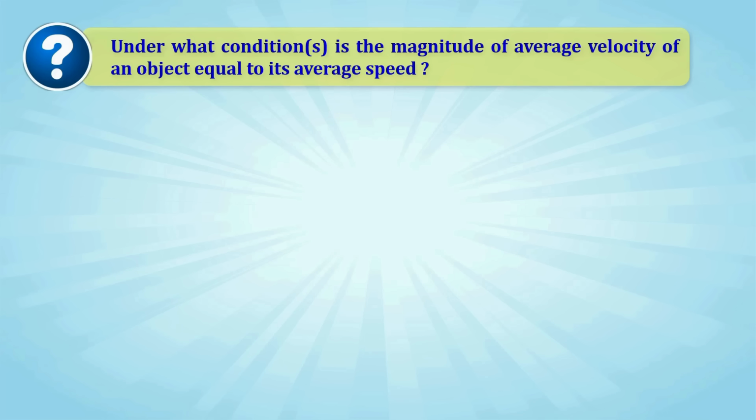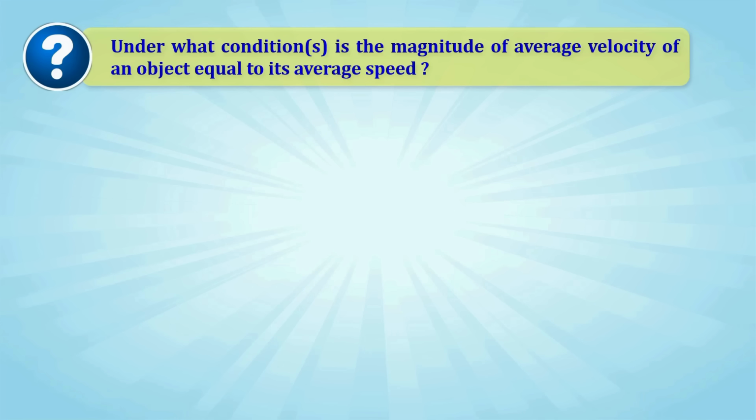Now let us answer an important conceptual question. Under what condition is the magnitude of average velocity equal to the average speed of an object? To understand this, let us first recall the difference between average speed and average velocity. Average speed depends on the total distance traveled, whereas average velocity depends on the total displacement. In general, distance is greater than or equal to displacement. So, average speed is usually greater than the magnitude of average velocity. However, there is one special condition when both become equal.